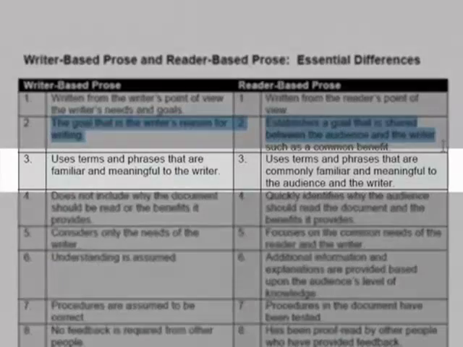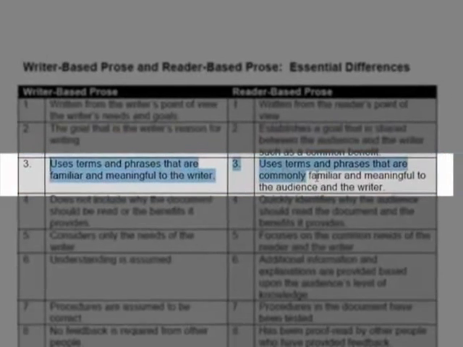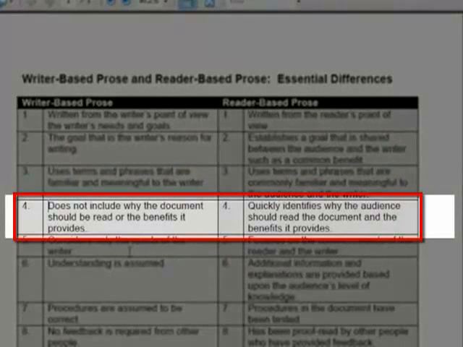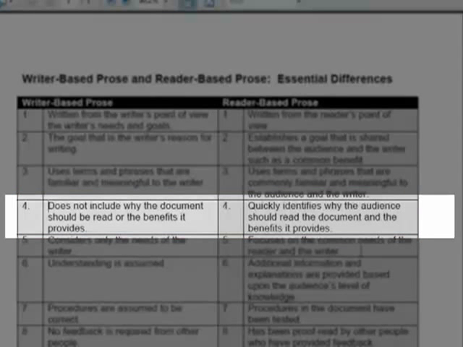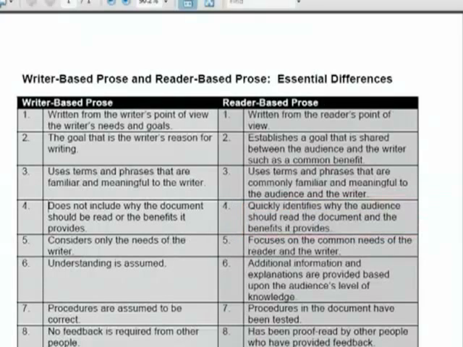Let's try another one. Number 3, excellent parallelism here. Uses terms and phrases that are familiar to the audience and the writer. Okay, good parallelism. Number 4, does not include why the document should be read. Look at a supposedly parallel item: quickly identifies why the audience should read. Those should be parallel. If this one reads, does not include why the document should be read, this one should be, does include why the document should be read by the audience. They have to be parallel.